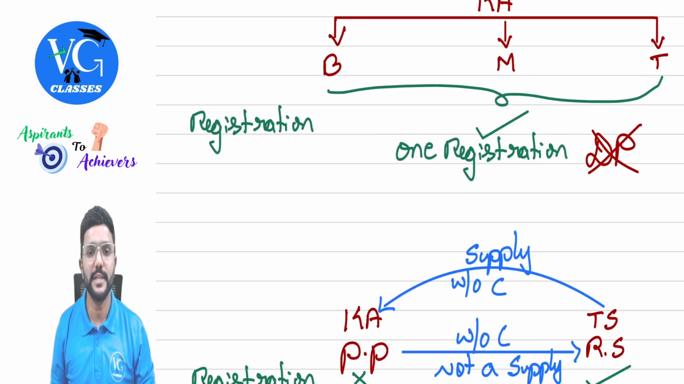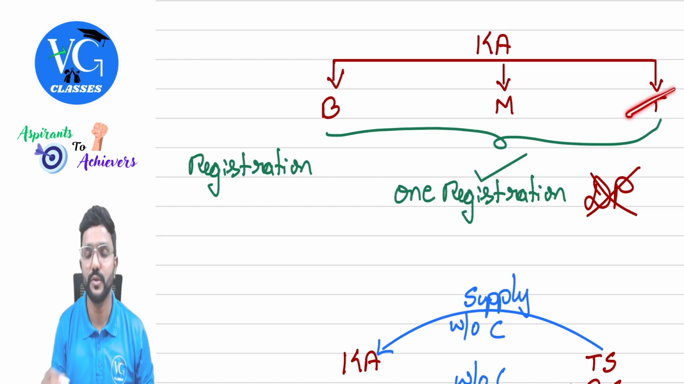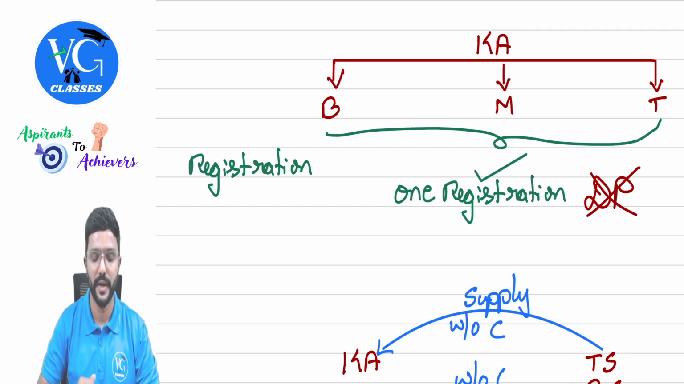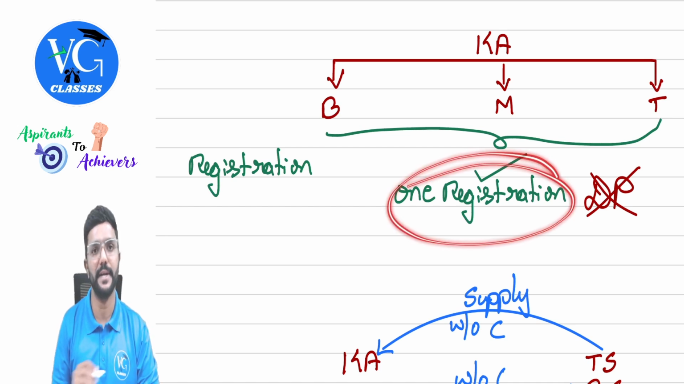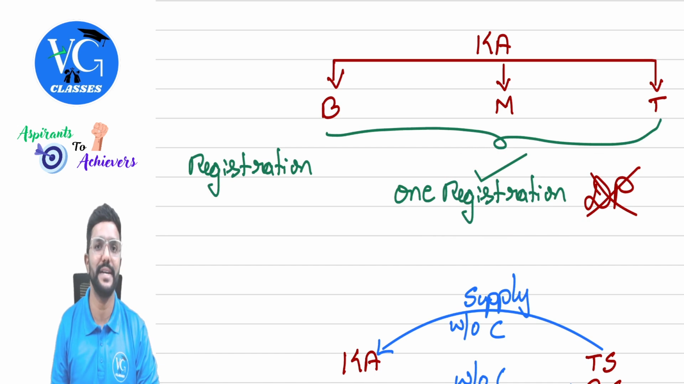Next. Assume within Karnataka, I have 3 branches. One is in Bangalore, the other one is in Mysore, the last one is in Tumkur. All 3 places are a part of Karnataka, guys. Now, should I take multiple registrations? No. One registration is mandatory. In that case, do we treat it as distinct person? No, they are not distinct because they are not registered separately.